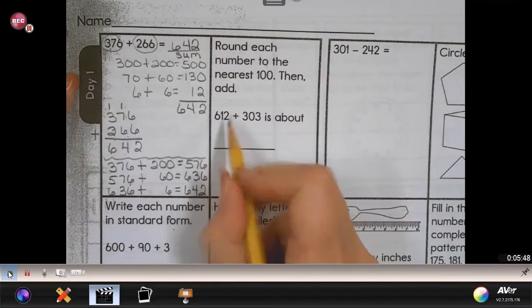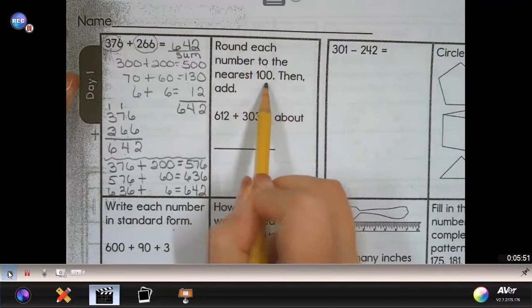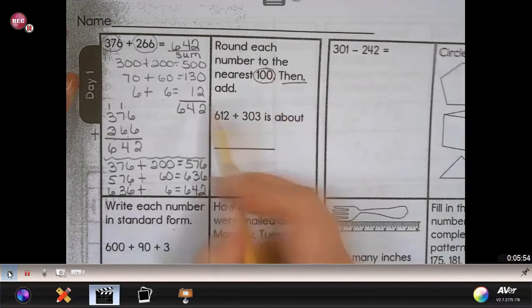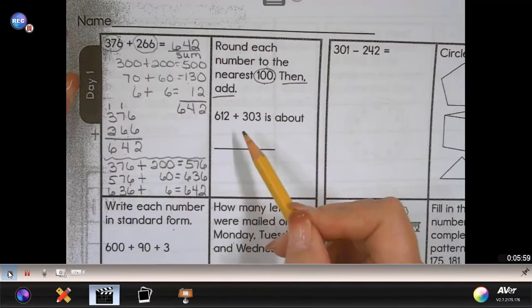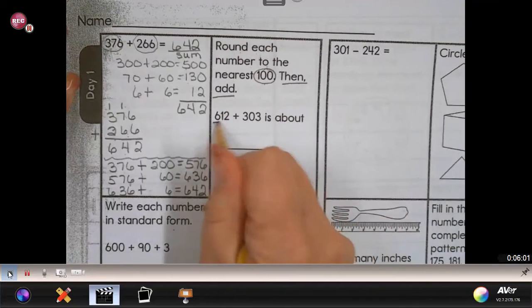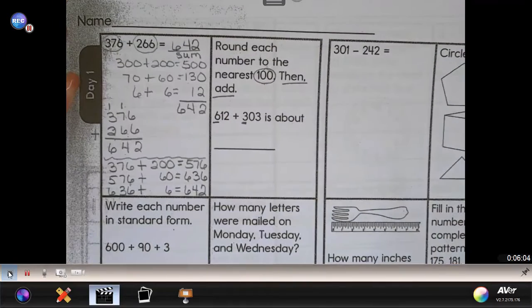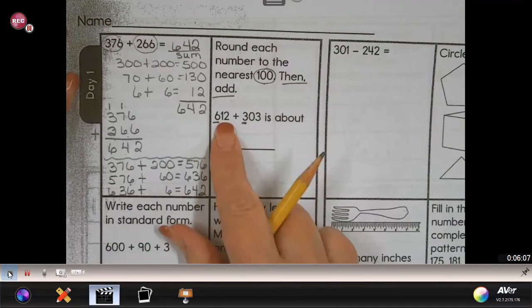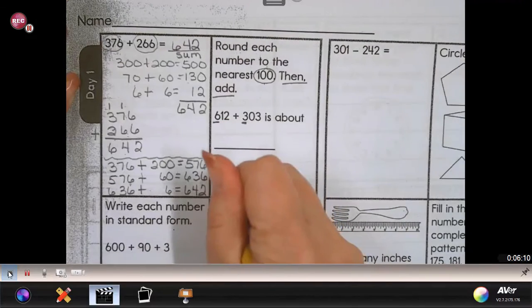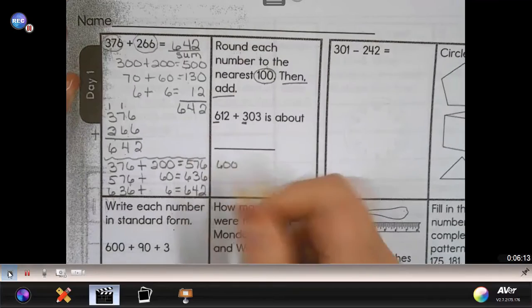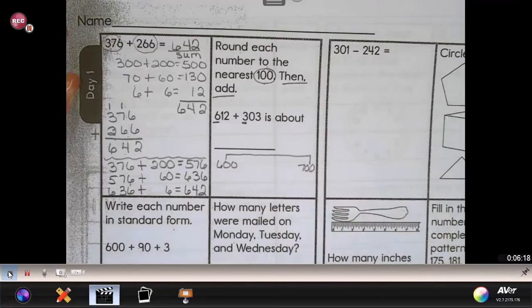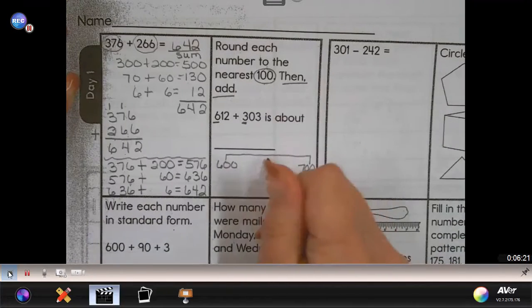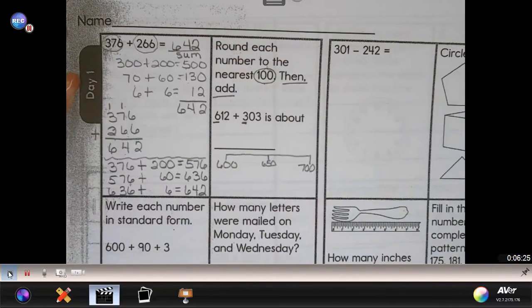So let's look at our next problem. It says round each number to the nearest 100, then add. Okay, so remember, we're estimating using rounding to the nearest 100. So we're looking at the hundreds place in each one of our numbers. So we have 612. Remember that when we're rounding to the nearest 100, we look at the hundreds place first, and then we think about what's the next 100 going to be on that number line. Remember, 650 is going to tell us whether we're going to round up or round down.